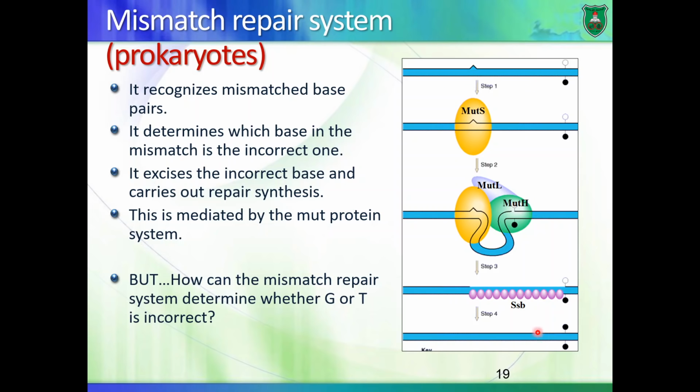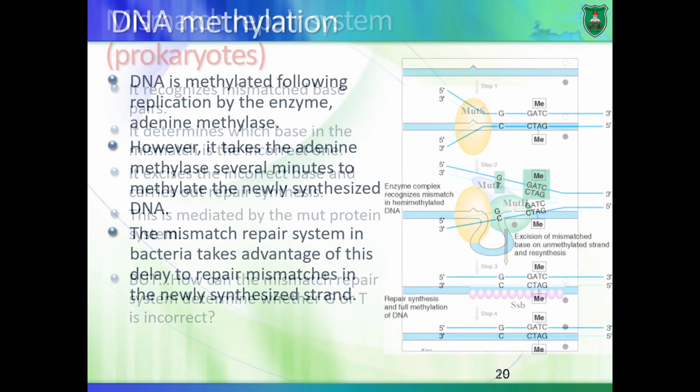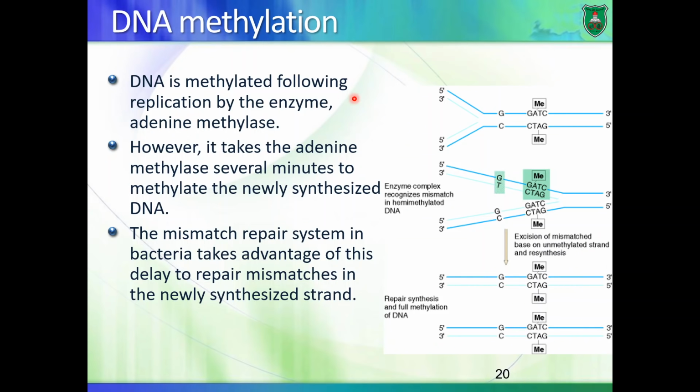Okay, now the thing is, let's say that there is a mismatch, and the mismatch is a GT. Well, both of them, the G and the T, are normal looking. So how do these proteins, MutS, MutL, MutH, know which one of them needs to be removed? Well, there is a trick that bacterial cells do. And the trick is that DNA is methylated.